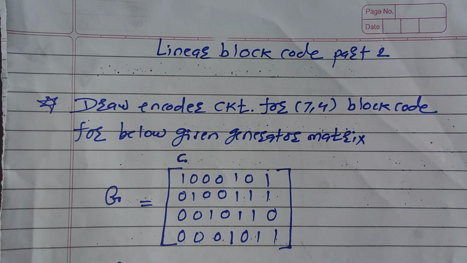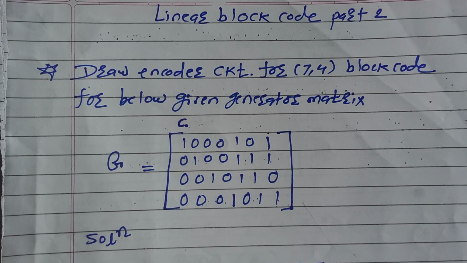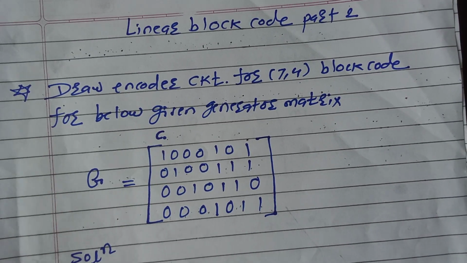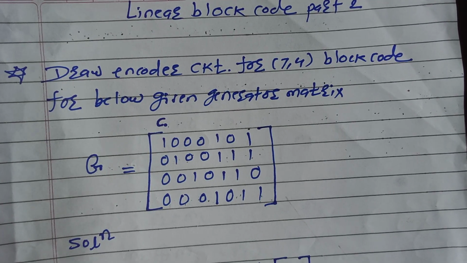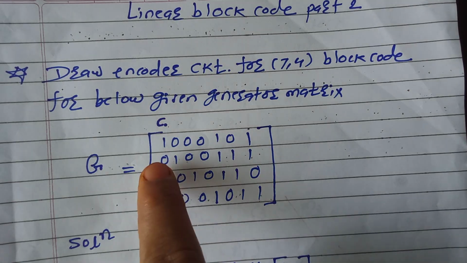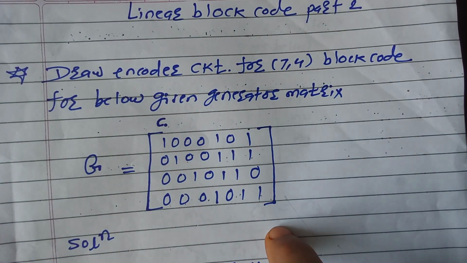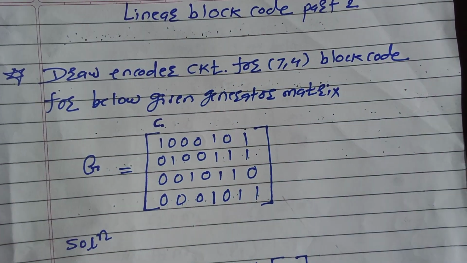So this is part 2 for linear block code. Here the encoder circuit is to be drawn for a (7,4) block code. The generator matrix is given like this. There are 7 columns and 4 rows. That means there are 7 code bits and 4 message bits.